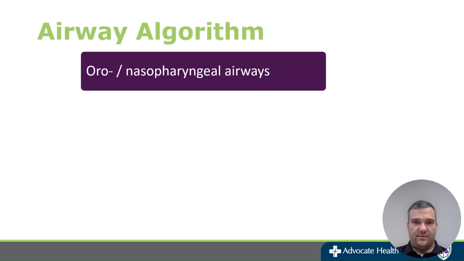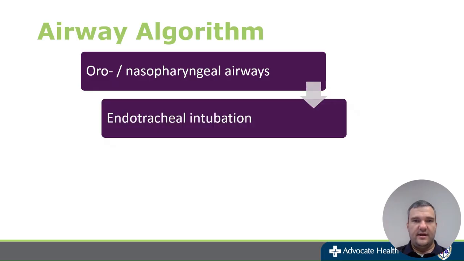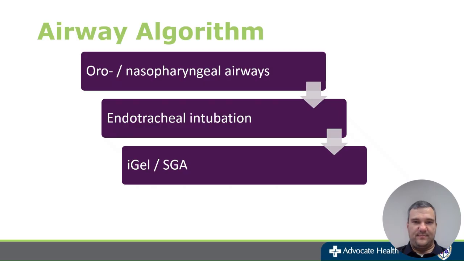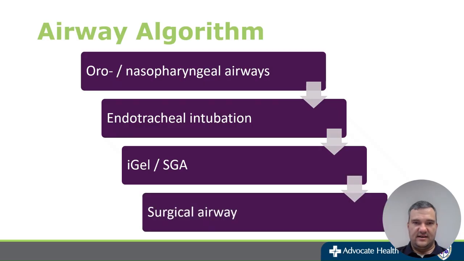So our algorithm for airway, obviously the most minimally invasive is what's going to come first, which is your oral or nasal airway. After this, we're going to move on to endotracheal intubation, which will secure your airway, prevent aspiration risks, etc. If that is not possible for whatever reason, a supraglottic device such as the iGel would be your next step. And then the final step is your surgical airway. If you are unable to complete any of the above, if you can't ventilate the patient, then the crike or surgical airway would be your next step.